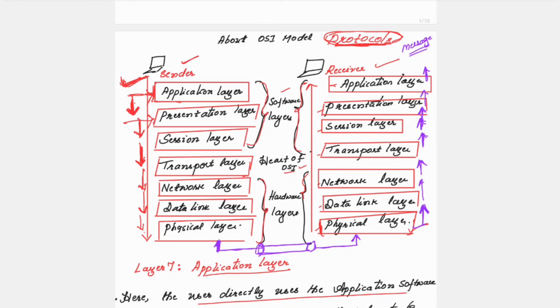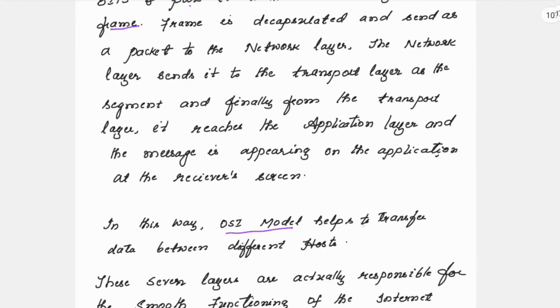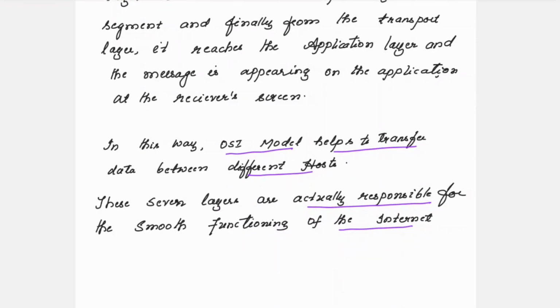So this is how it is happening. All the encapsulation is carried out at the sender side and the decapsulation is carried out at the receiver side. So the message that was there, how are you, which was sent from the sender, is now visible on the receiver's screen. The OSI model in this way helps to transfer data between different hosts. These 7 layers are actually responsible for the smooth functioning of the internet. So this is all about the OSI model.